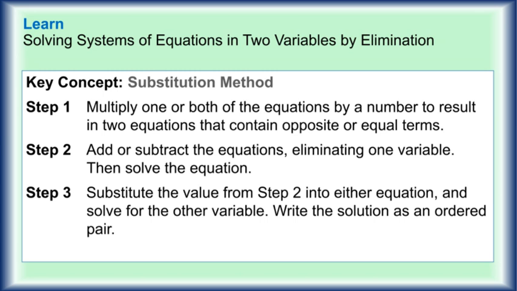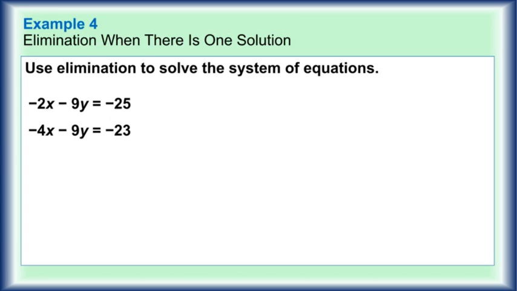So our steps: step one, multiply one or both of the equations by a number to result in two equations that contain opposite or equal terms. Sometimes you don't have to multiply because they already have opposite terms, but if they're not opposite terms, then you do need to multiply them. Step two, add or subtract the equations to eliminate one variable and then solve the equation. Step three, substitute the value from step two into either equation and solve for the other variable. Write the solution as an ordered pair, or you can write it as x equals, y equals.